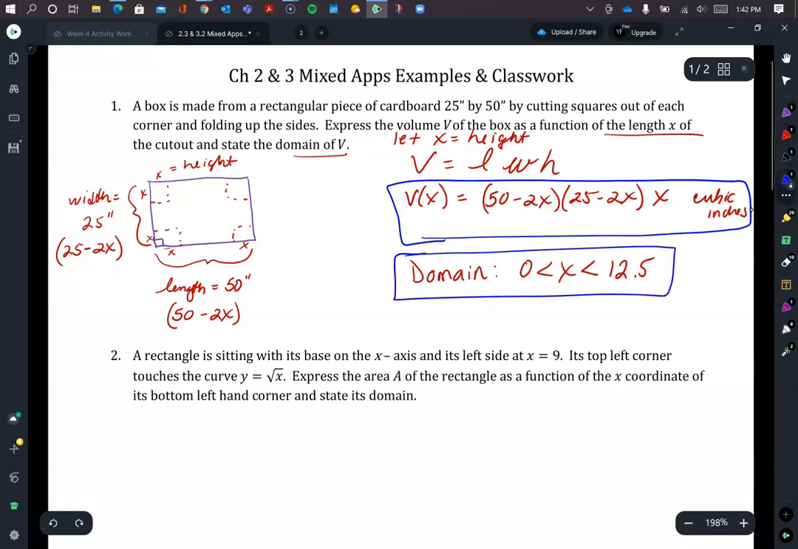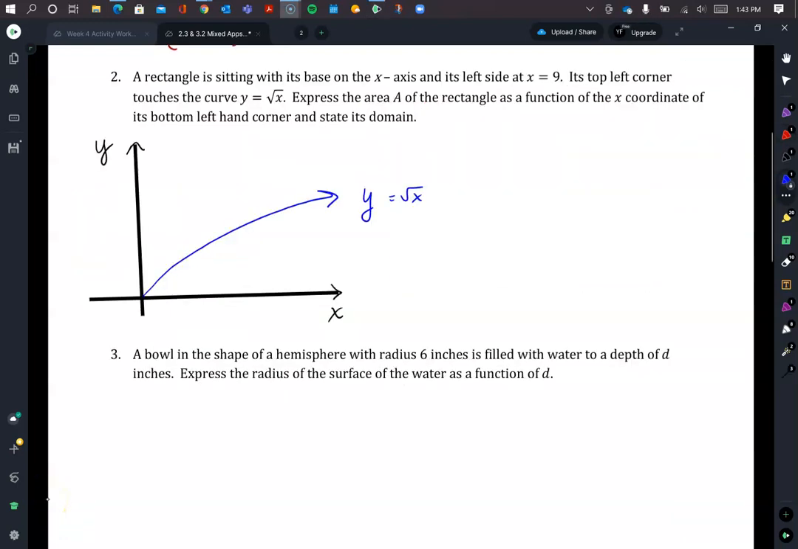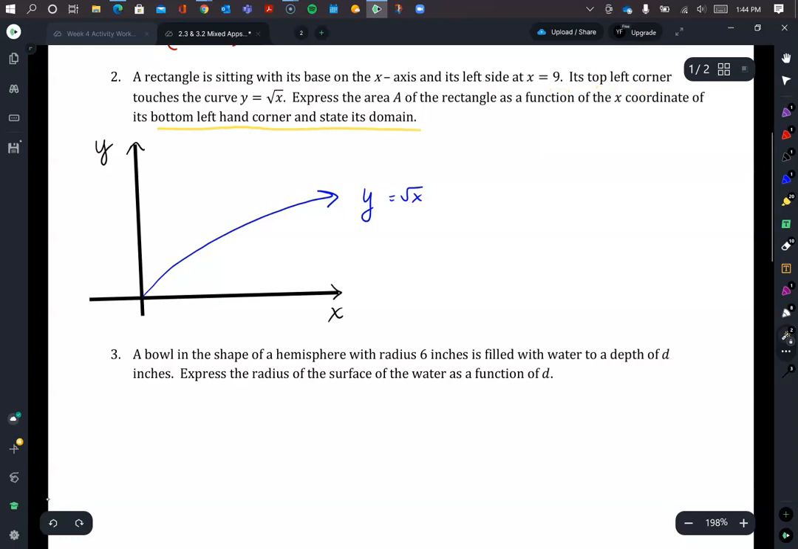Okay. For number 2, I'm just starting off with a little sketch already there. A rectangle is sitting with its base on the x-axis and its left side at x equals 9. Its top left corner touches the curve y equals square root of x. Express the area of the rectangle as a function of the x-coordinate of its bottom left-hand corner and state its domain.